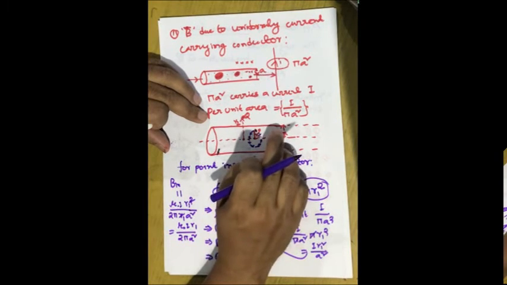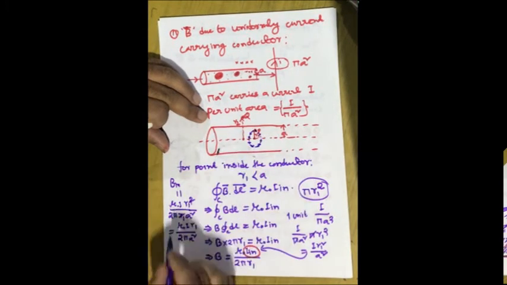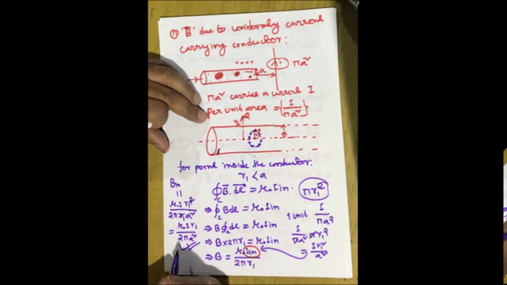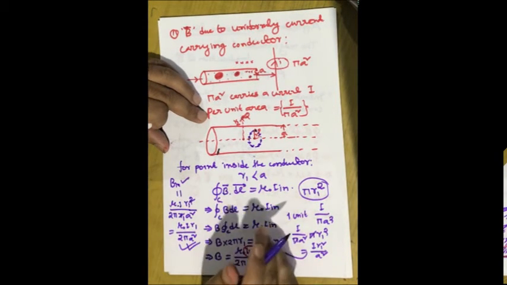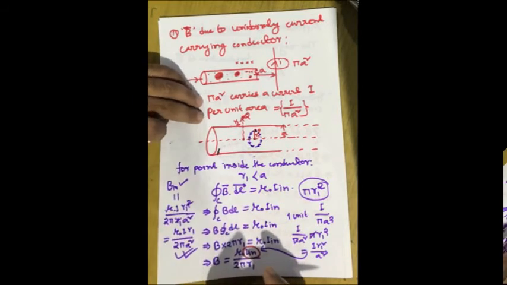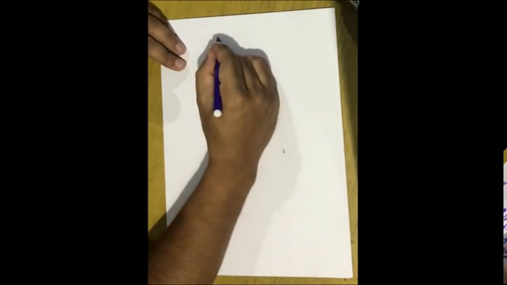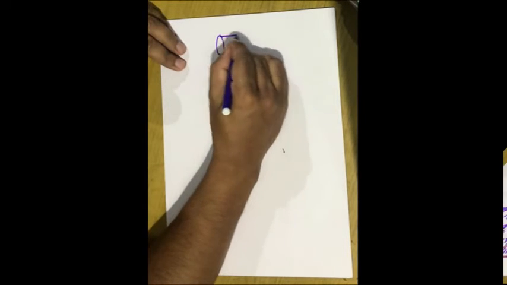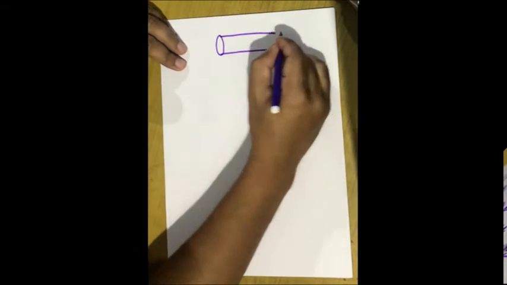This is the value of the magnetic field at the point r1, which is inside the conductor. This is a very important derivation, and you have to remember this value: mu naught I r1 over 2 pi a square. This is for any inside point of the current carrying conductor. Next we are going to determine the field at any point which is external to the current carrying wire.